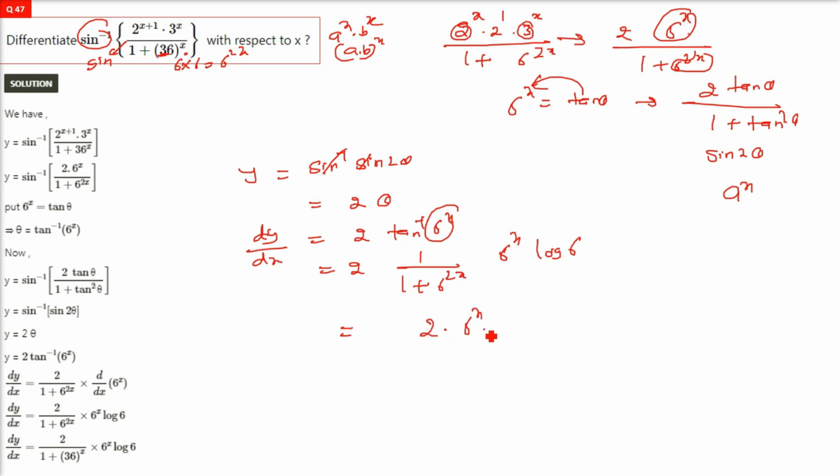2 into 6 to the power x log 6 divided by 1 plus 6 square can be written as, again, because we have started with that, 1 plus 36 to the power x. This is your dy by dx. This is your final answer. This is how you have to write, okay? Everything has to be put in words.